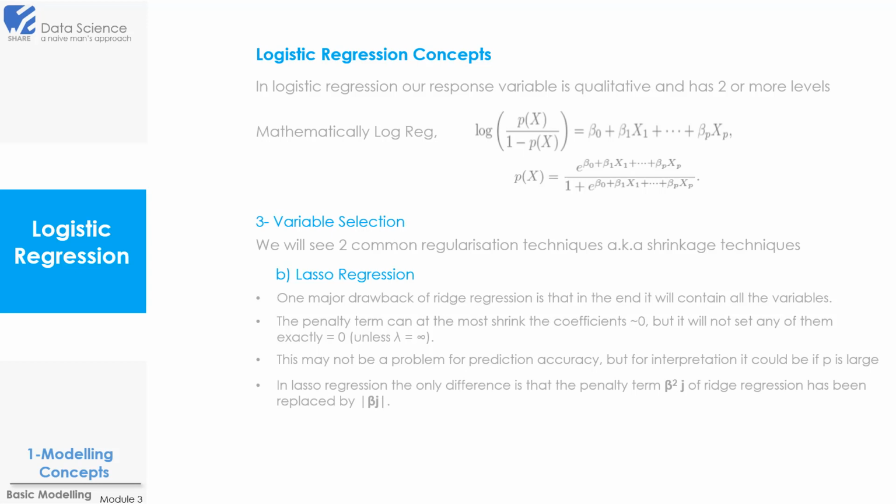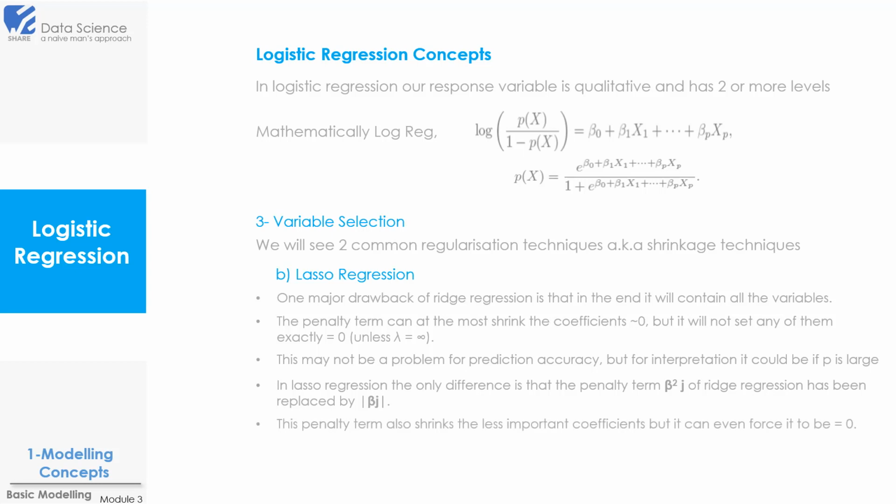Now in lasso regression, the only difference is that the penalty term beta j square of ridge regression has been replaced by the L1 norm of beta j. Now you may ask, what is the L1 norm? We don't have to go into the details of it, just understand that there are two forms of penalty, L1 norm and L2 norm. The L2 norm penalty is used by ridge regression and the L1 norm penalty is used by lasso regression. However, if you are very keen about it, then just Google it, you can easily understand it. But as it is not required for us, I am skipping it.